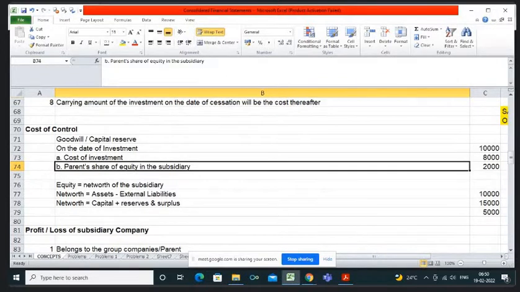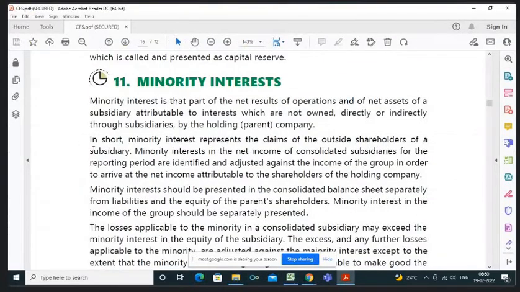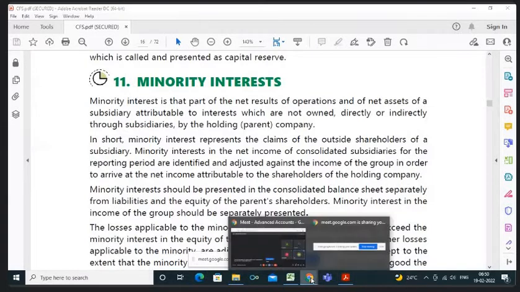Before that, we will learn more about minority interest. Let's go through the meaning of minority interest in detail. Minority interest is that part of the net results of operations and of net assets of a subsidiary.